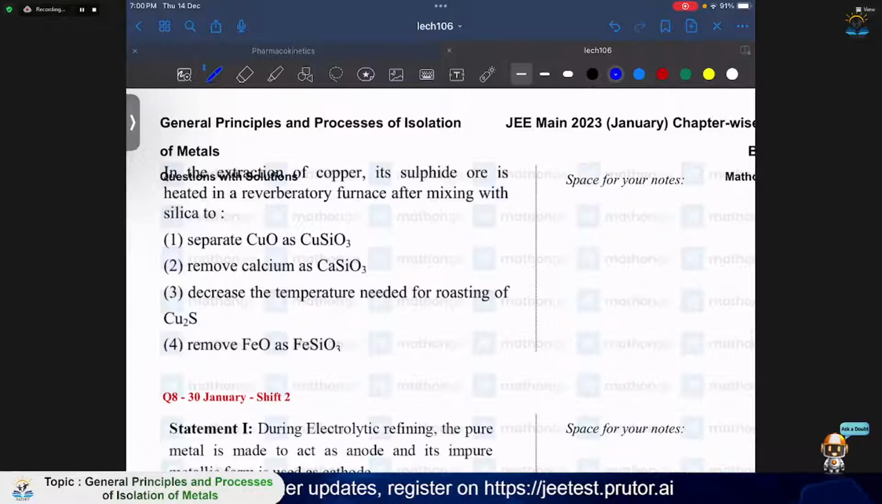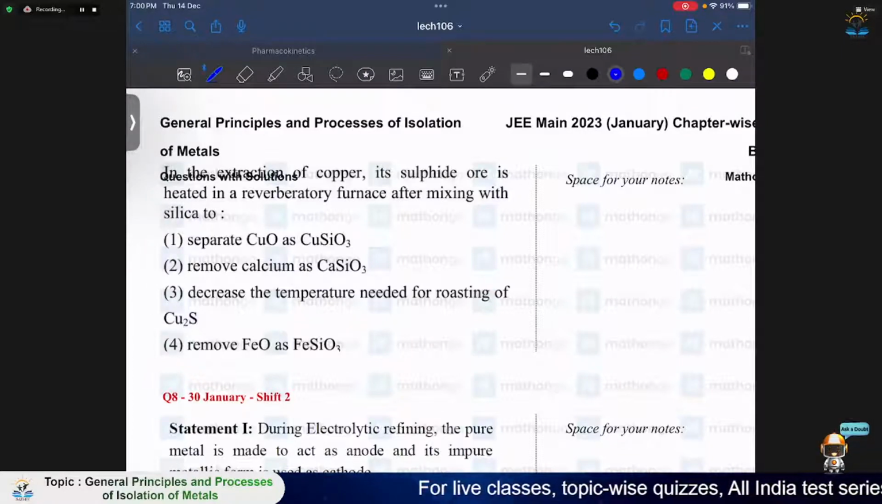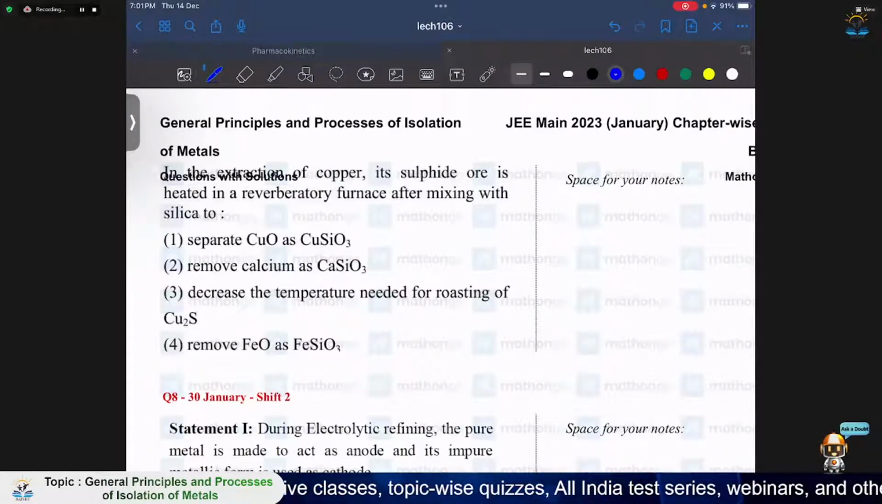Next, in the extraction of copper, sulfide ore is heated in a reverberatory furnace after mixing with silica. Why? So you see, this is a direct NCERT question. That's why I ask you to read from NCERT also for JEE Mains, because JEE Mains asks NCERT questions directly like this. And if you have read NCERT properly, you'll answer them in a moment. Otherwise, you'll just keep thinking what will be the appropriate answer. Of course, you might be able to arrive at the correct answer, but usually if you are following NCERT diligently every time, your speed will increase. That is very important in your entrance exams, how fast you're able to solve the questions, right?